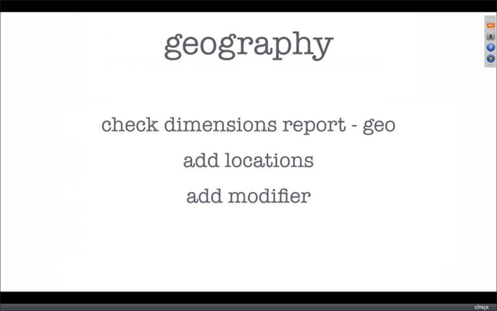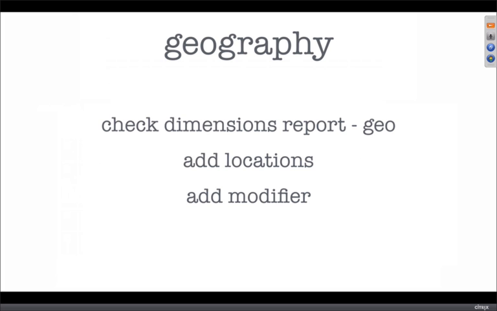First step, we need to check our data. So to do that, we're going to go to the dimensions report. I'll show you exactly how to do that in a second. The second step is we then have to add those locations that we want to bid differently. We actually have to add those to our campaign. And then we get to add the bid modifier.